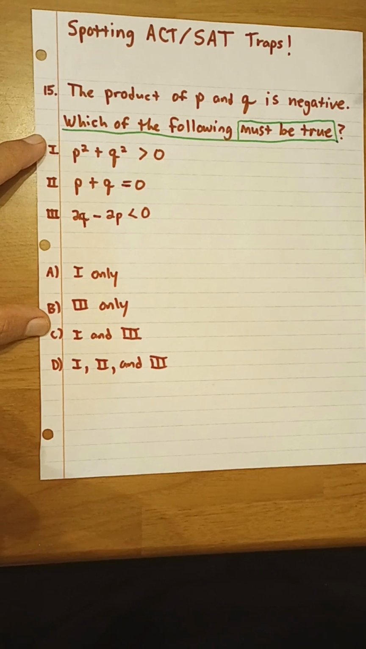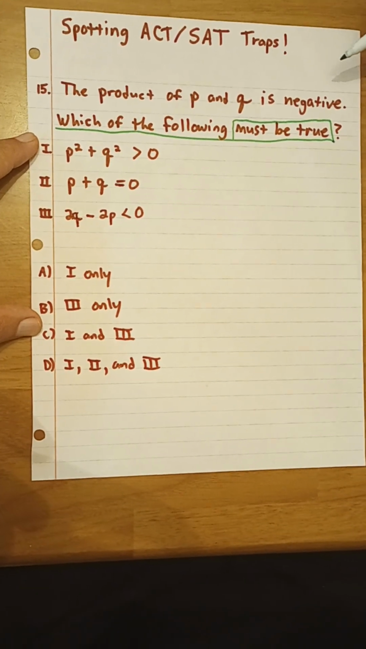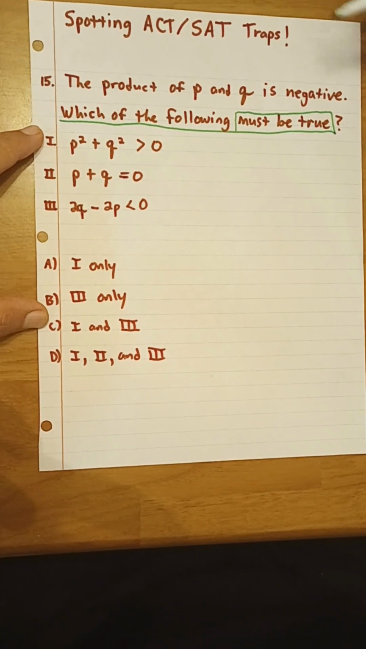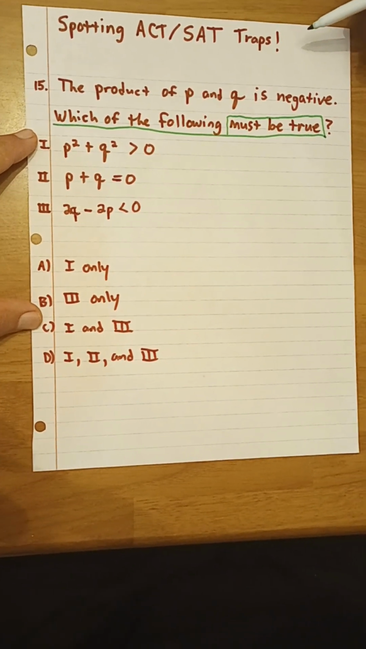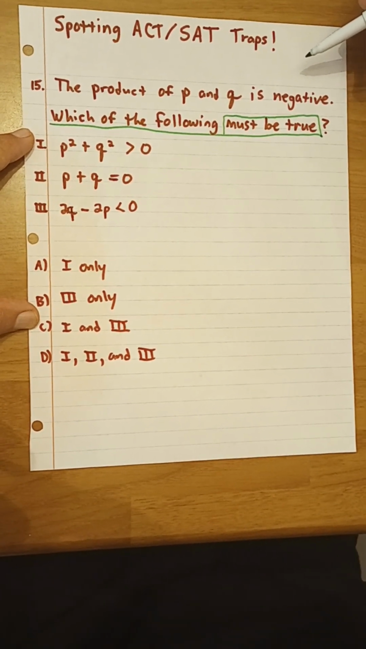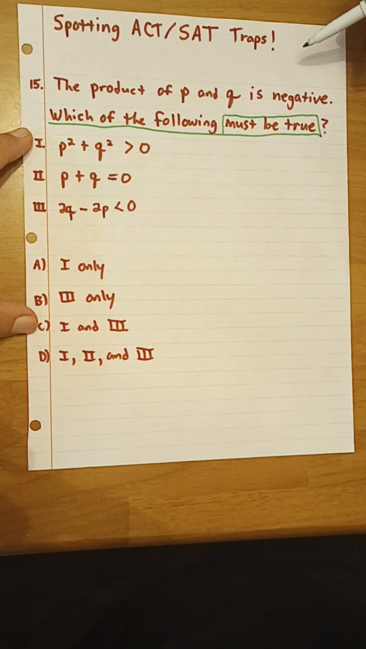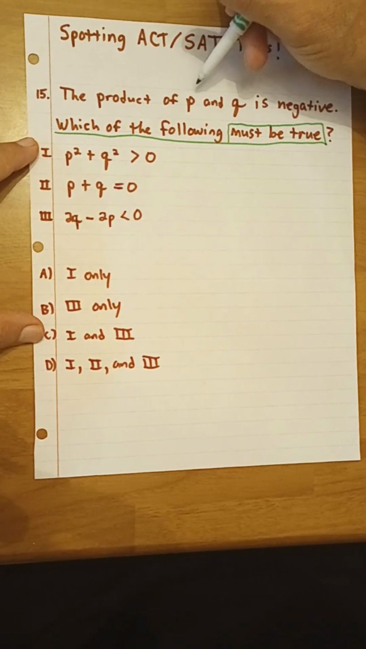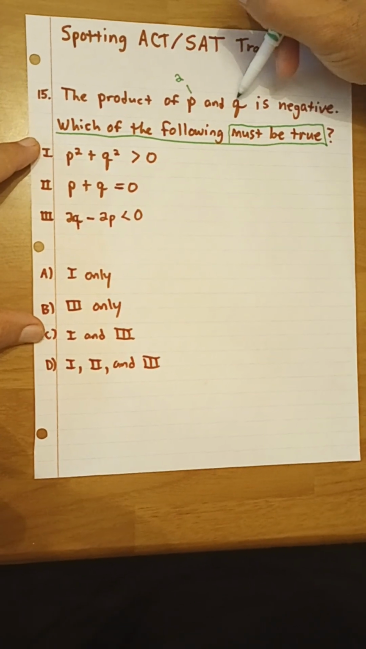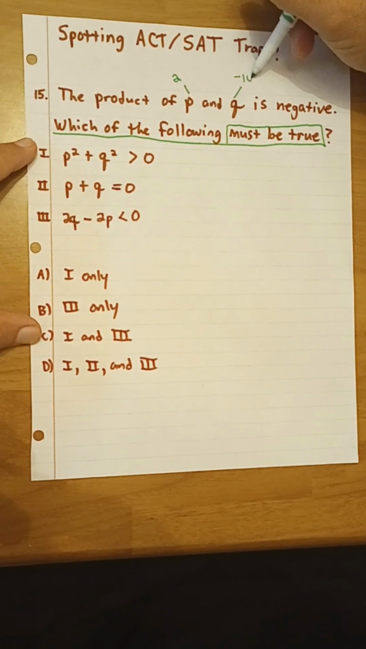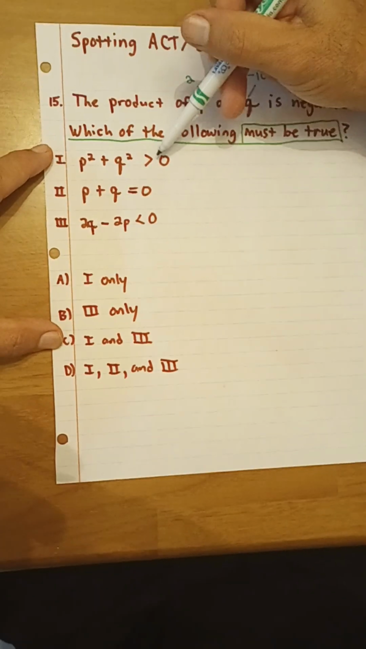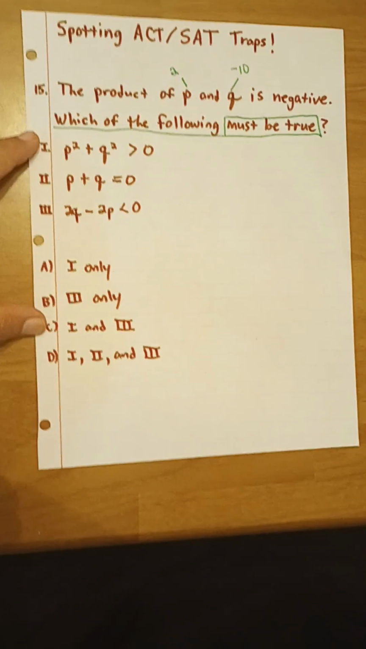Again, you know from having watched this channel before, we don't like to deal with P's and Q's. We prefer ones and twos. So let's actually assign numbers to P and Q in order to make this more concrete. So what about if we say P is 2 and Q is negative 10? Let's try that, okay?